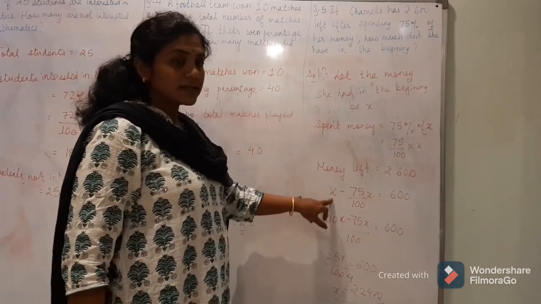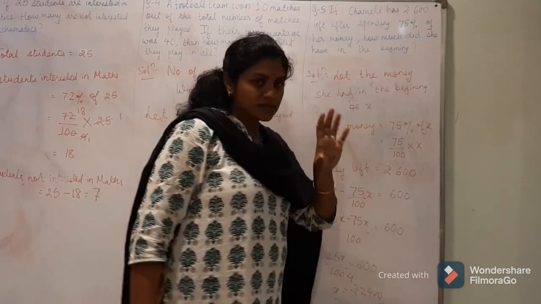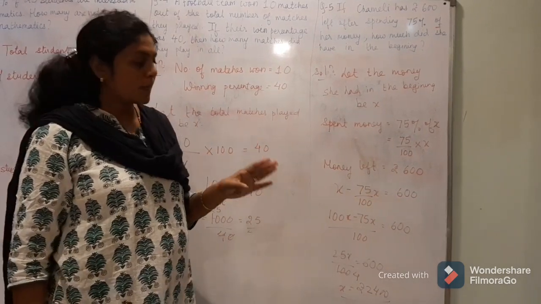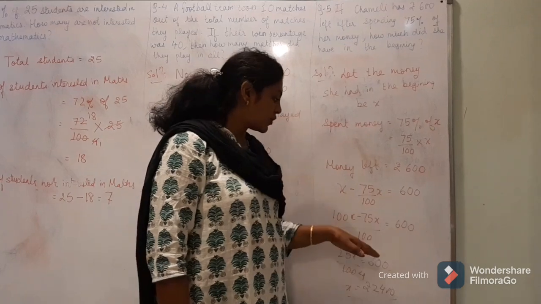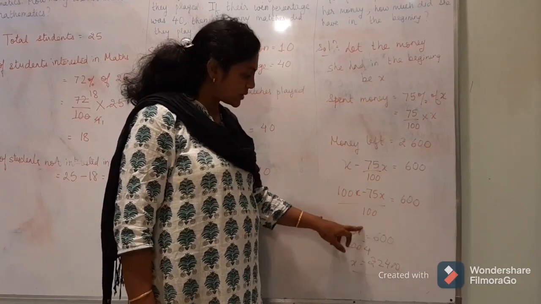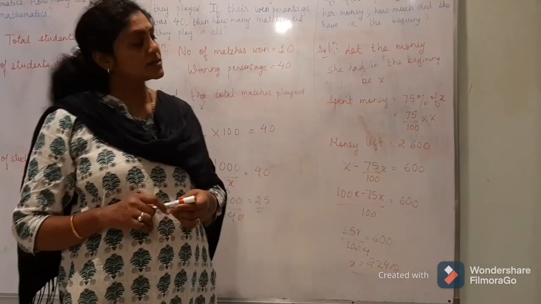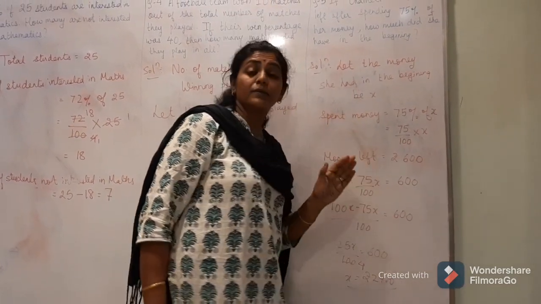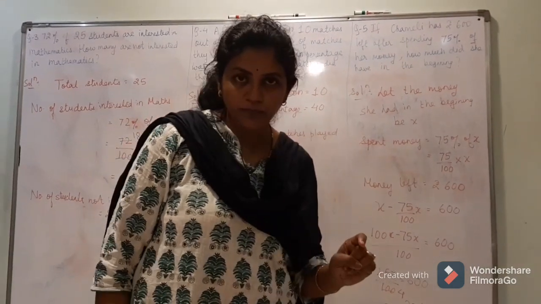So x minus जो मनी था माइनस स्पेंड कितना किया? 75% of x और बचा कितना? 600. So this is the equation, you got it. Solve and find the value of x. So it is 100x minus 75x divided by 100 equal to 600, and you get 2400. Final statement you have to write: money she had in the beginning is rupees 2400.